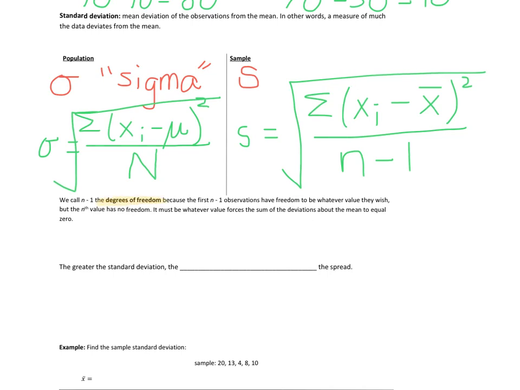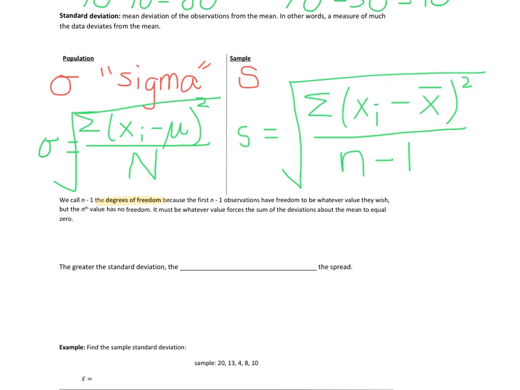And let's look at the formal definition. The first n minus 1 observations have the freedom to be whatever they wish, but the nth value has no freedom. It must be whatever value forces the sum of the deviations about the mean to equal 0. So I like to think about bringing a dozen donuts to work. If you bring a dozen donuts to work, how many people get freedom to choose? Well, the first person can choose from the 12 donuts. They choose one. The second person comes in, how many donuts are left? 11. So they can choose.